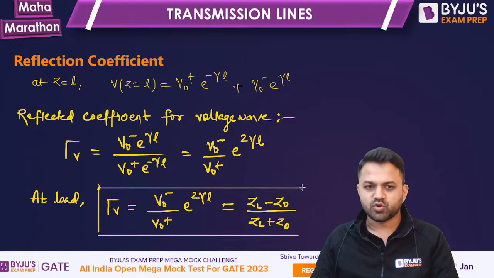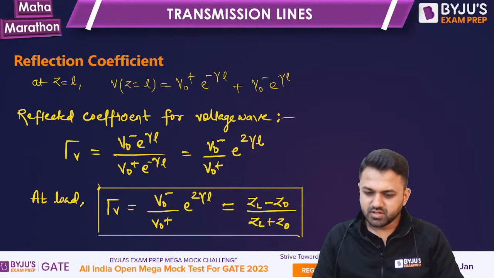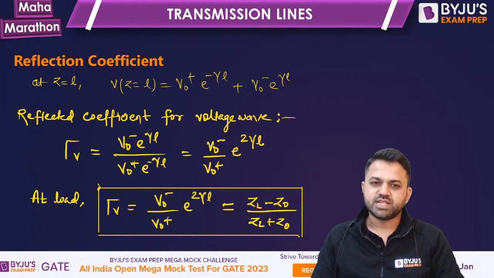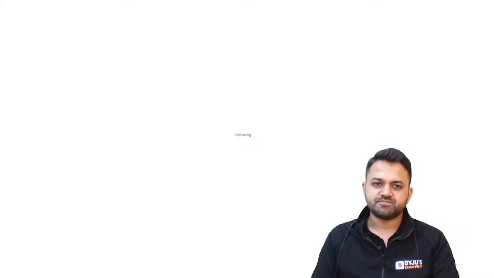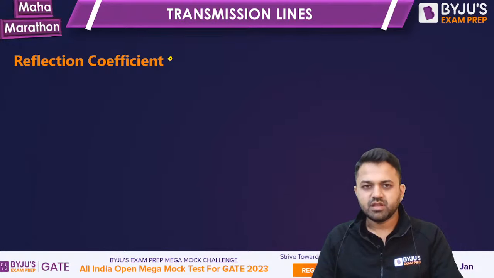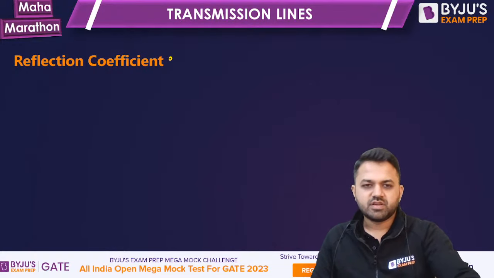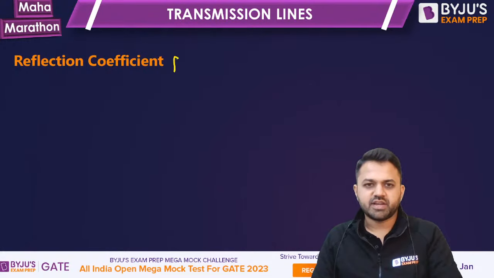So this is the reflection coefficient at load, for the voltage wave. Similarly, for the current wave, what is the reflection coefficient? Can anybody tell? Reflection coefficient for the current wave.